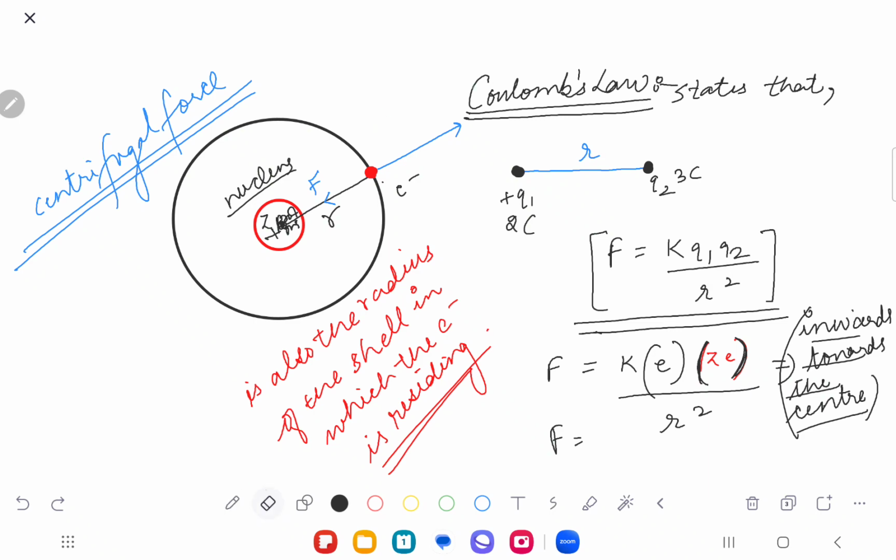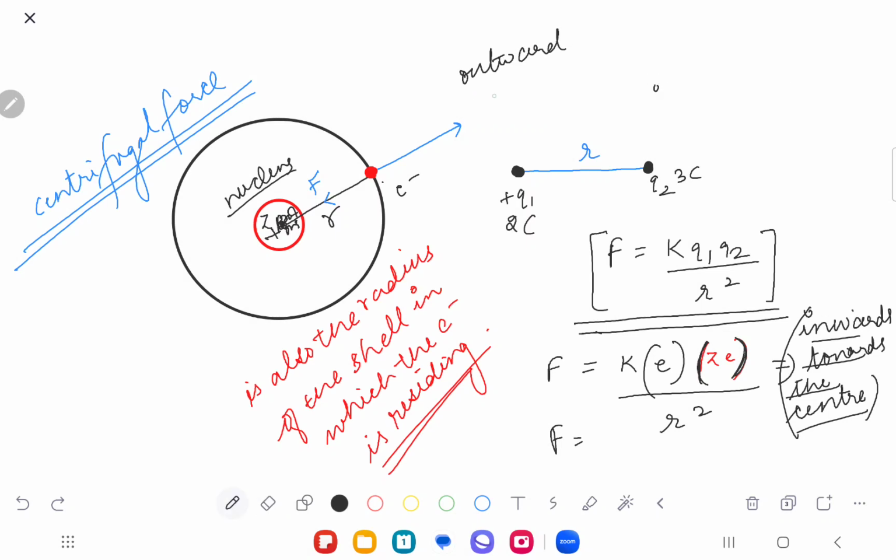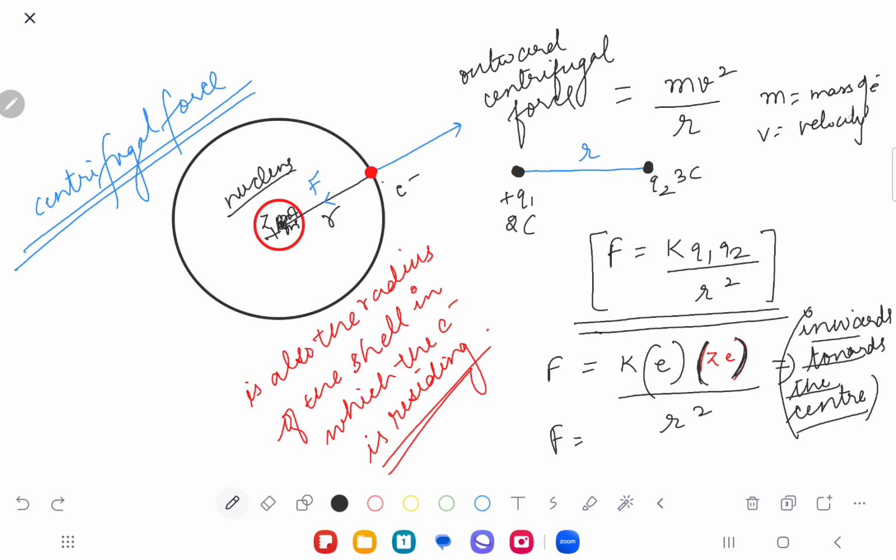There is an outward centrifugal force as well. And that force is like, the faster the electron moves, the faster that outward centrifugal force goes on increasing. The formula for the outward centrifugal force is mv square over r, where m is the mass of the electron, v is the velocity of the electron, and r is the radius of the shell in which the electron is residing.